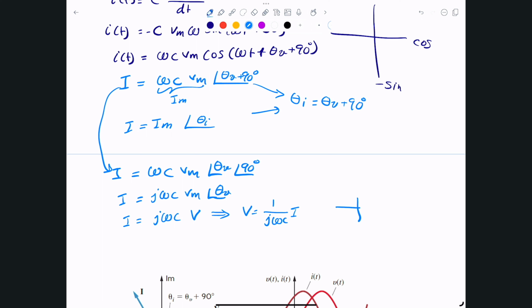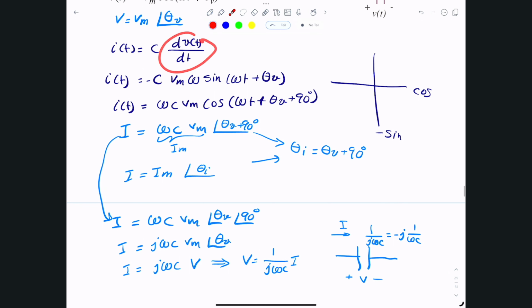So for the capacitor in the phasor domain, you will have a voltage across it and a current flowing through it, and you can deal with it, instead of C, as 1 divided by j omega C. I've also seen people use negative j times 1 divided by omega C. They're the same because 1 over j is negative j. We started with a derivative in the time domain, and we ended up with simple multiplication in the phasor domain.